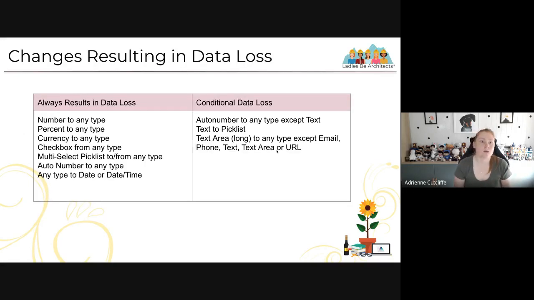I'm not going to touch on each of these, but these are the types of fields that will result in complete data loss. The ones on the left-hand side, when you're changing any of these fields to either any type or a particular type, are going to result in complete data loss, unretrievable. So it's always important that when you go to change a field type, you take a backup of any data that you're using first. And those on the right-hand side have conditional data loss, so they'll only lose data if you're changing them to these particular types of fields.